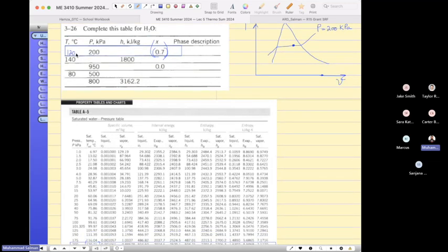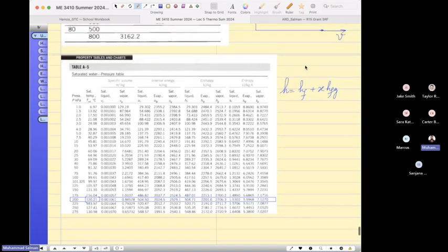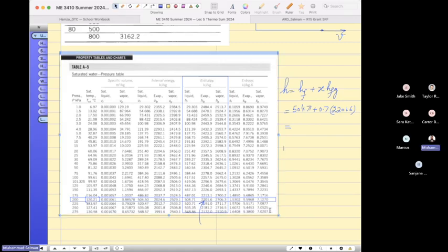This is correct. I'm glad you guys have understood. Let's find h. Since h is not given directly, this formula is very helpful to find the values inside the liquid vapor mixture. I want to focus on these three columns. The first column is hf, so I'm going to write down hf, 504.71, plus 0.7 times hfg. This value is 2201.6. Do you see that? So if you do the math and help your professor, the professor will be happy.